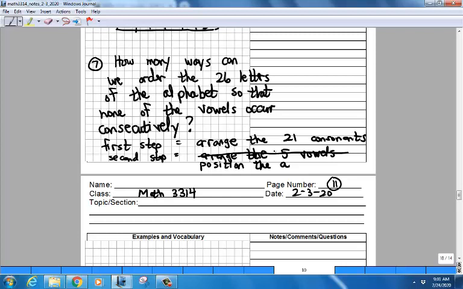But you've got to remember, as Dalton said, you can also put it before the first letter or after the last letter. So altogether, there are 22 places to put the A, correct? Think of those positions between the consonants, and then before the first consonant and after the last. Well, once we've got the A down, what's our third step going to be here? Right, so let's position the E.